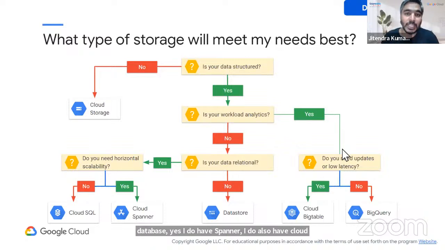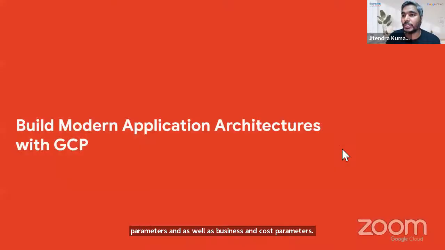So do cost benefit analysis. If you do not need those capabilities that Spanner gives you, you are happy with what Cloud SQL gives, maybe you will save a lot of money by choosing Cloud SQL there, right? So the decision could be both technical parameters as well as business and cost parameters, right? So this is the way you will choose one of the database choices here, right?